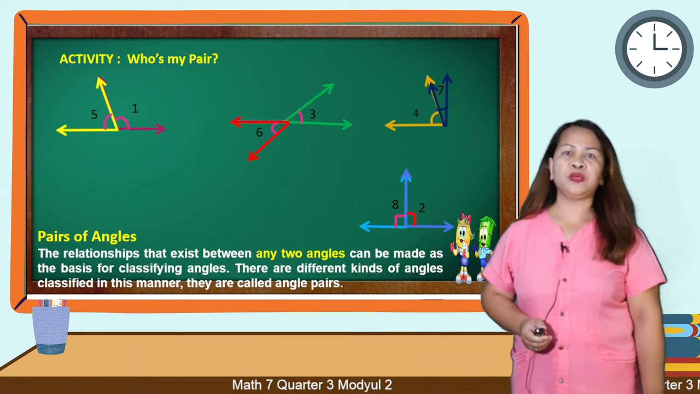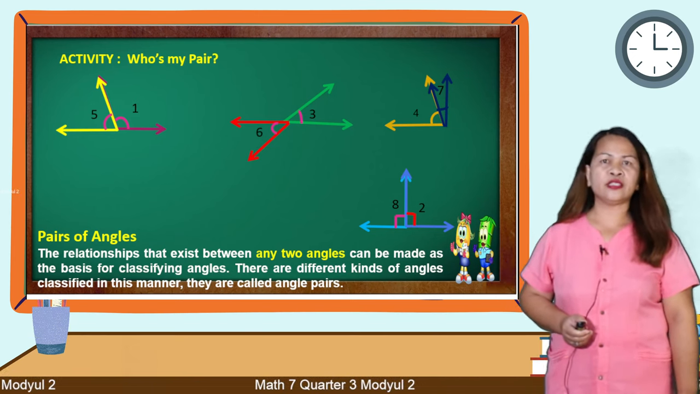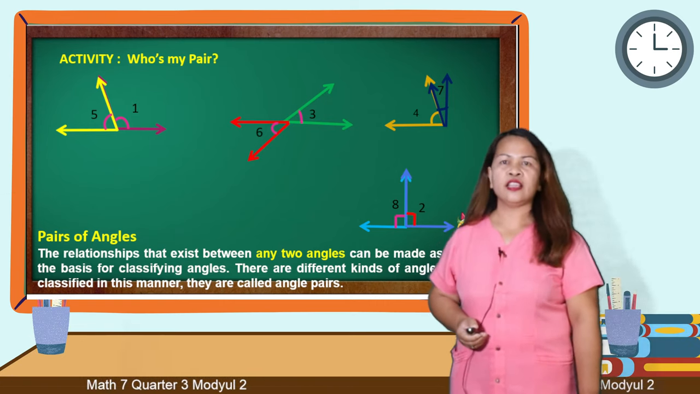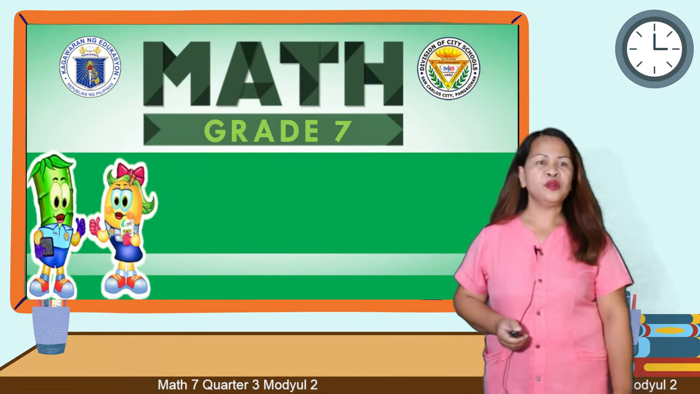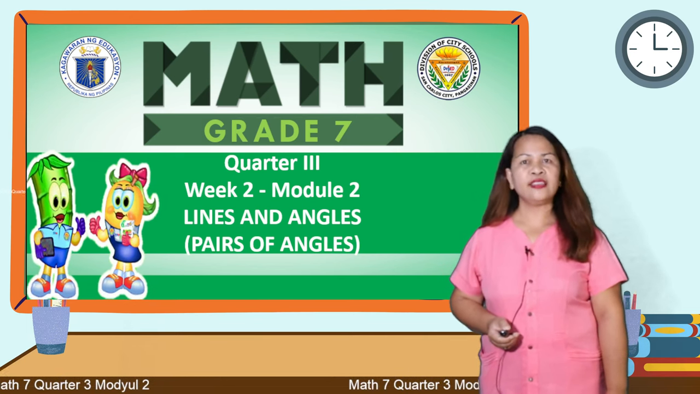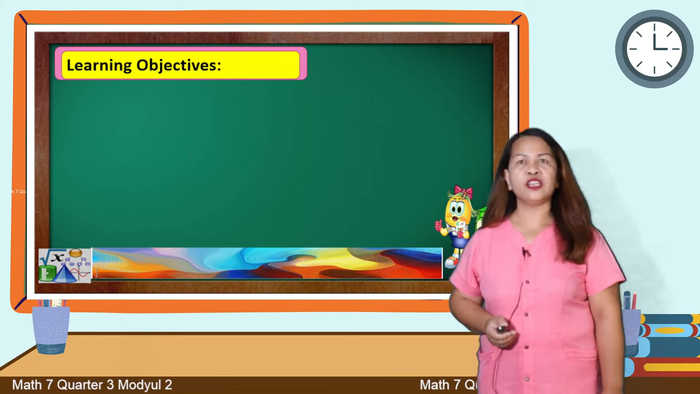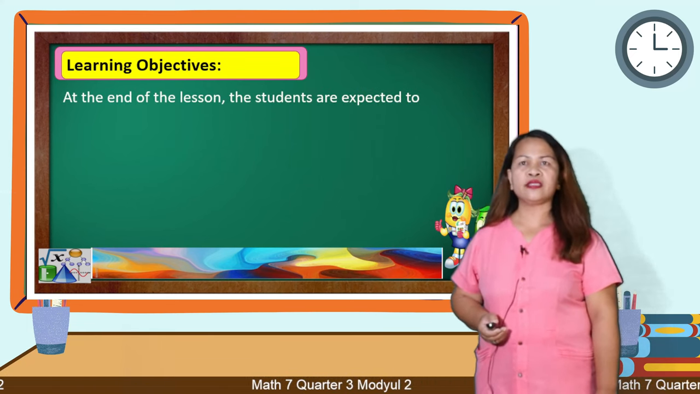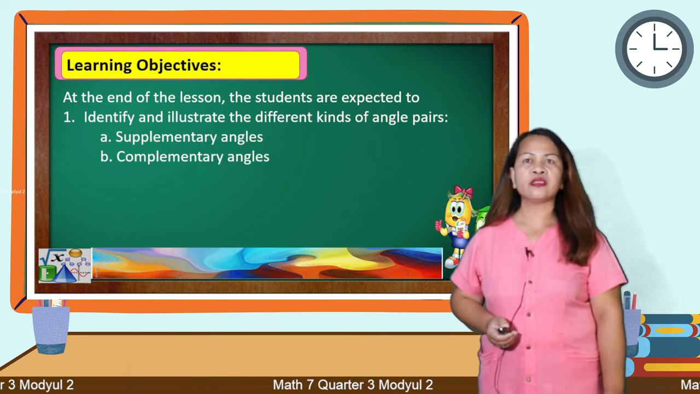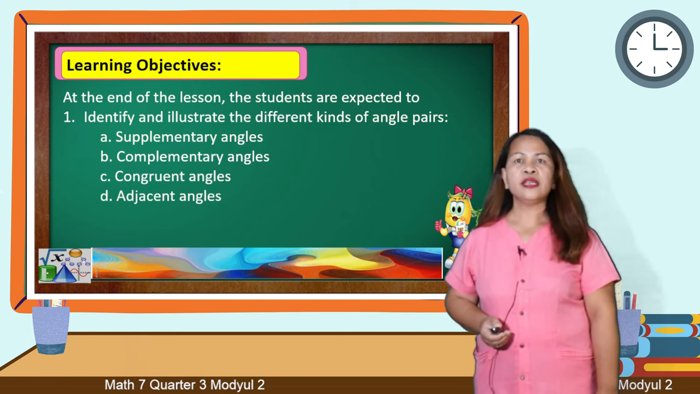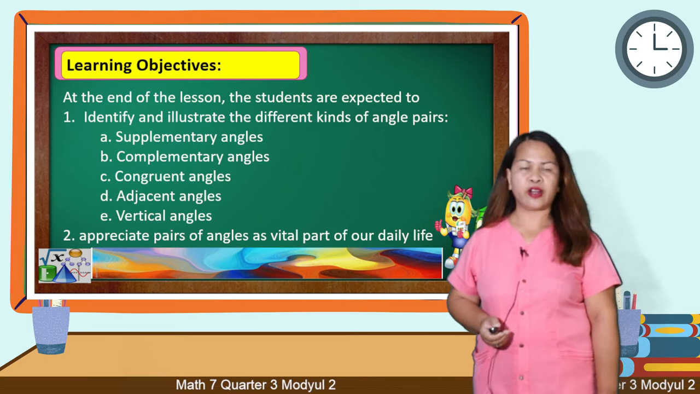The relationship that exists between any two angles can be made as the basis for classification. There are different kinds of angles classified in this manner, and we call it angle pairs. Our lesson for today is about lines and angles, specifically pairs of angles, from your Week 2, Module 2. At the end of the lesson, the students are expected to identify and illustrate the different kinds of angle pairs, such as supplementary angles, complementary angles, congruent angles, adjacent angles, and vertical angles. For the second objective, appreciate pairs of angles as a vital part of our daily life.